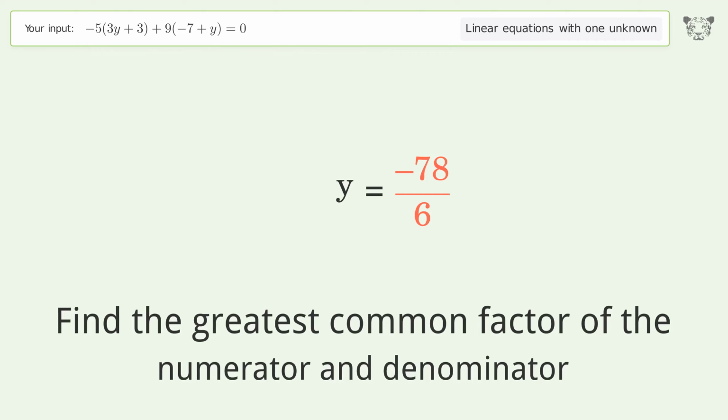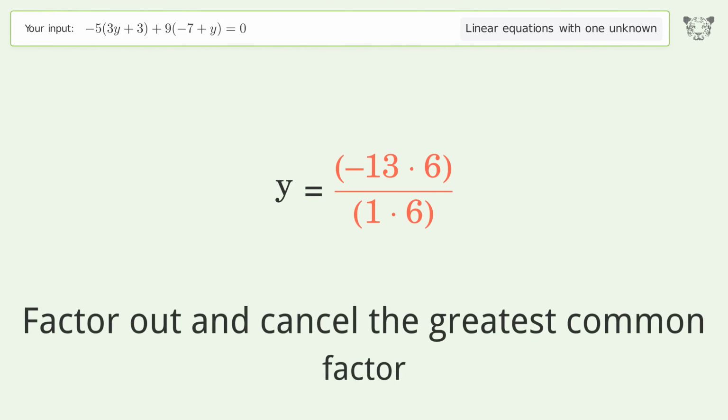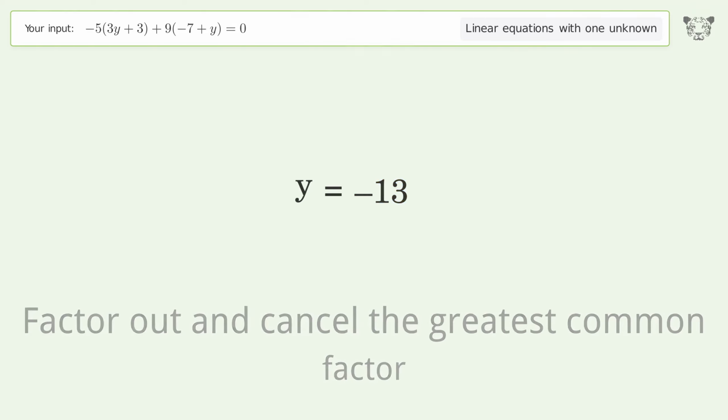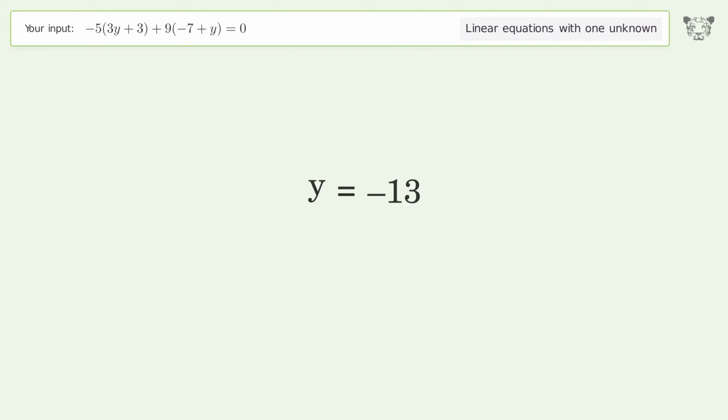Find the greatest common factor of the numerator and denominator. Factor out and cancel the greatest common factor. And so the final result is y equals -13.